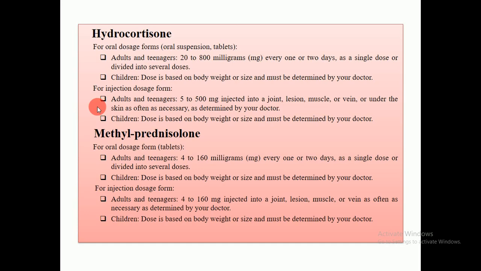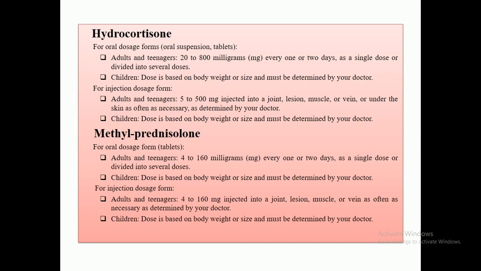Hydrocortisone. Hydrocortisone is the most well-known corticosteroid. It is available in oral dosage form, in oral suspension and tablet. The dose for adults and teenagers is 20 to 800 milligrams every 1 or 2 days as a single dose, or divided into several doses. For children, the dose depends upon the body weight, and it must be determined as I have already discussed. For injection dosage form, adults and teenagers, 5 to 500 milligram, injected into the joint, lesions, muscles, or vein under the skin, as often as necessary, as determined by the medical practitioner.